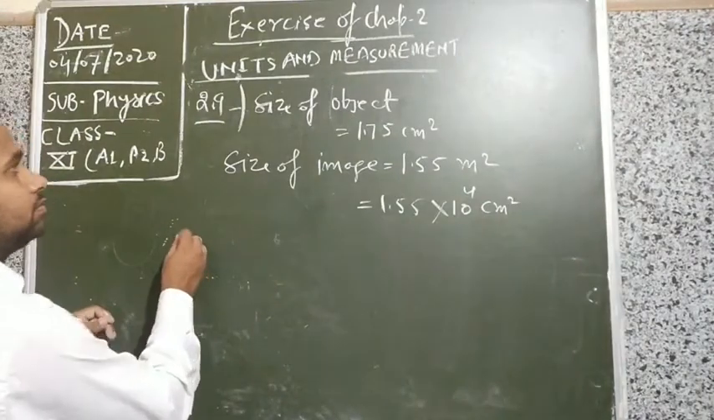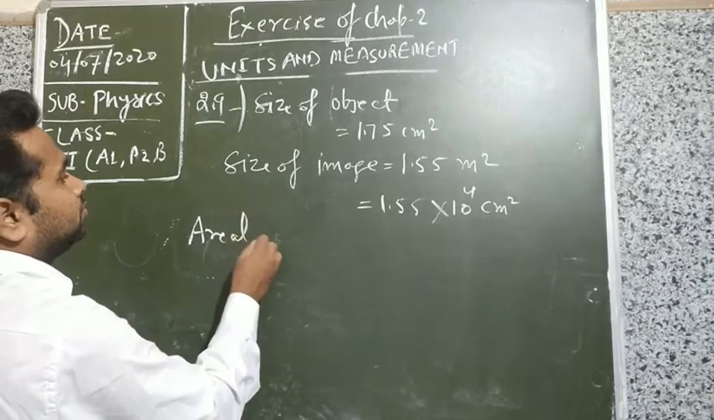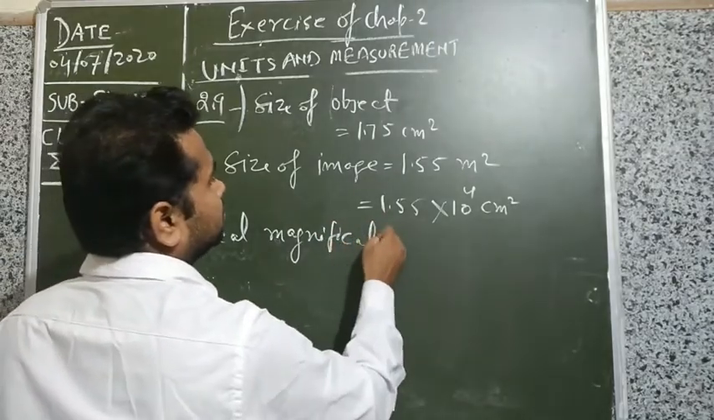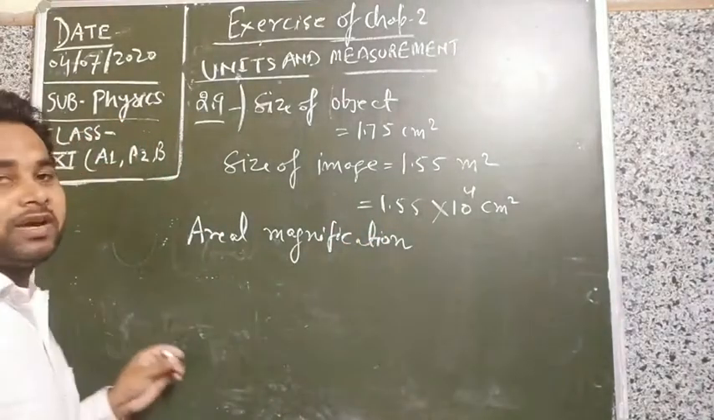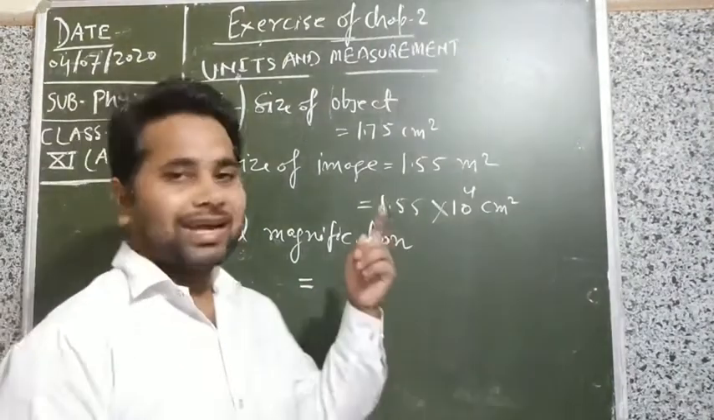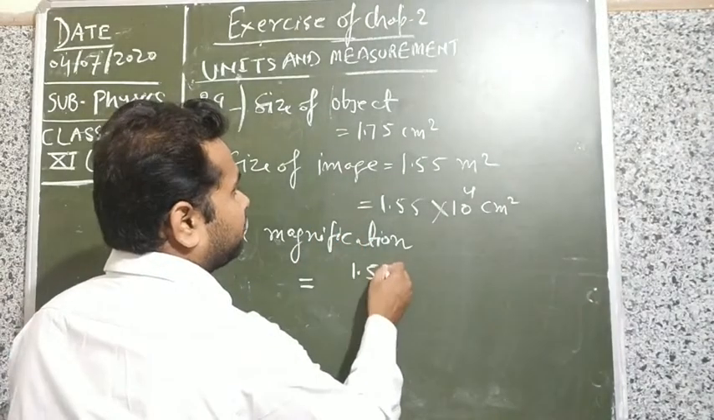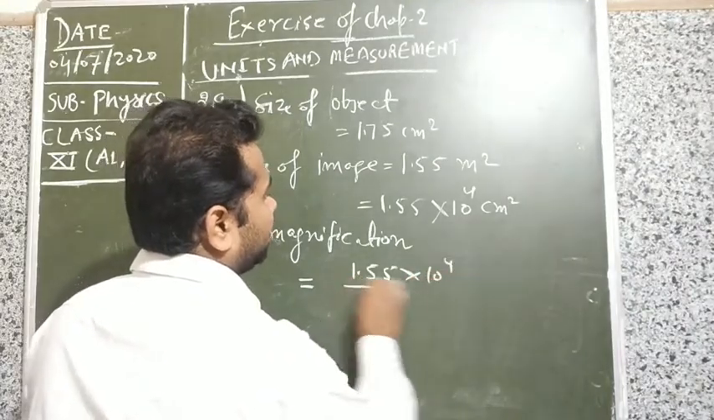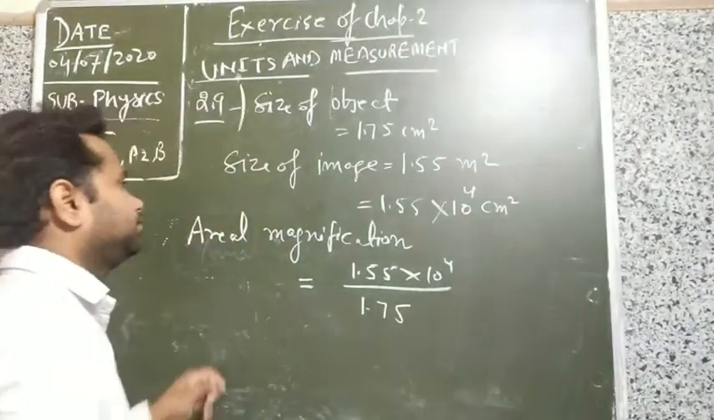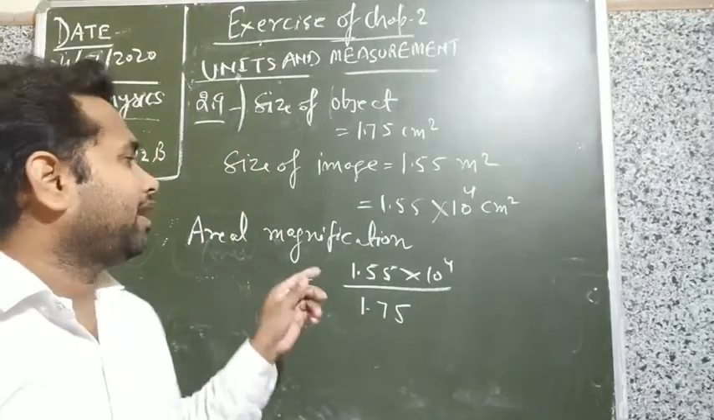So the formula is: areal magnification produced by the projector is equal to, what is the magnification? Size of image upon size of the object. So size of image is 1.55 into 10 to the power 4 divided by size of the object, 1.75. So by this calculation, you will get the areal magnification.